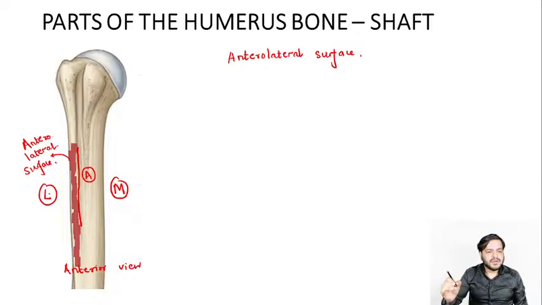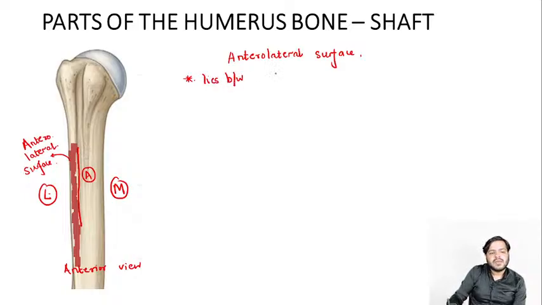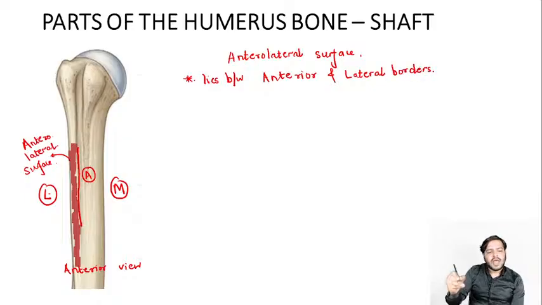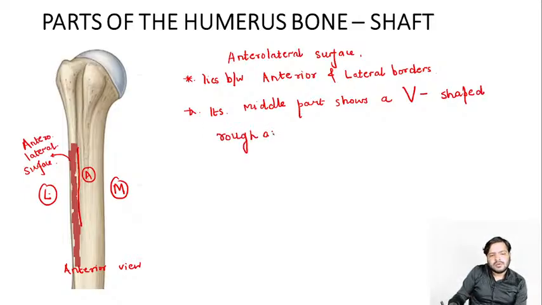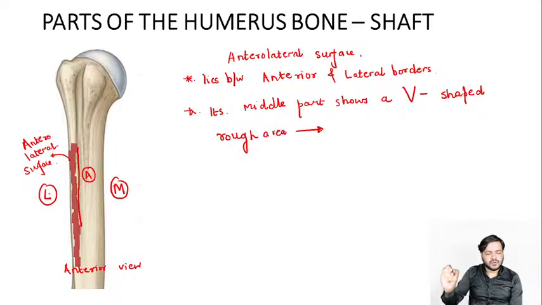surface. So remember the anterolateral surface, write down the first point, it lies between anterior and lateral borders. Apart from that, guys, remember that its middle part shows a V-shaped rough area that is referred to as deltoid tuberosity.